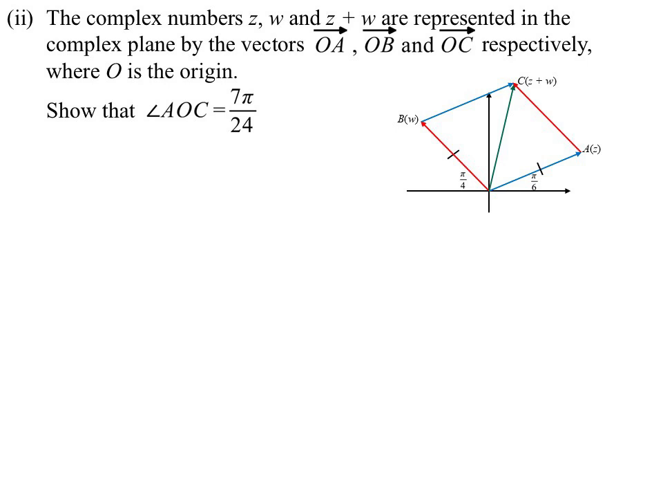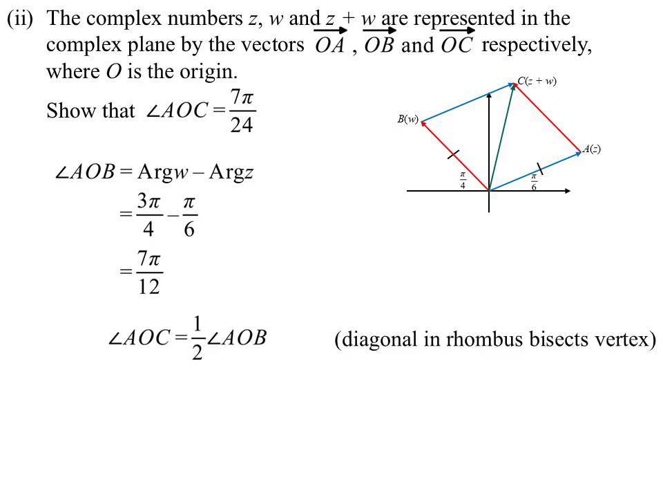We want to find angle AOC. Well, I can easily find angle AOB. That's going to be the argument of W minus the argument of Z. A little bit of calculation: 7 pi on 12. That feels nice because look, we're heading towards, it's got a 7 pi on the top. But hang on a sec. Angle AOC. Well, the diagonal in a rhombus, I know, bisects that vertex. So it's got to be half of what I just found. There's my 7 pi on 24 that I'm looking for.